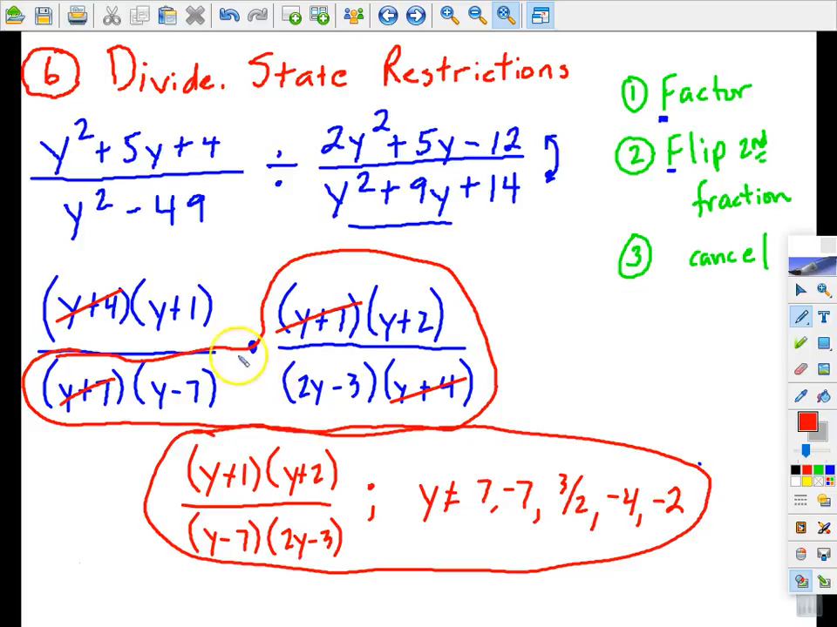And I just wanted to point out again, for division, you actually have to include both parts of this fraction when you start looking for restrictions, because at some point, whether it's division or multiplication, they both could be written as denominators.